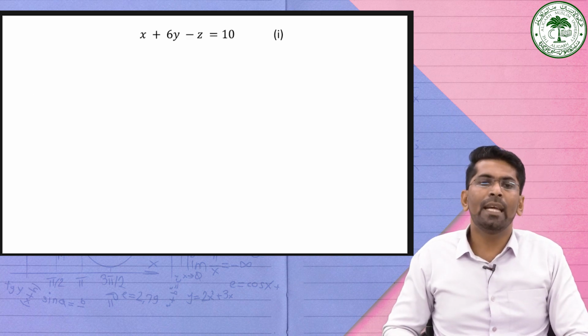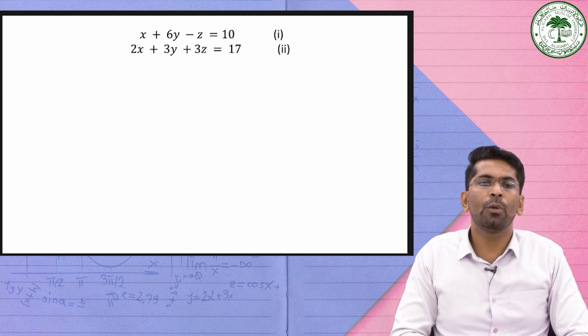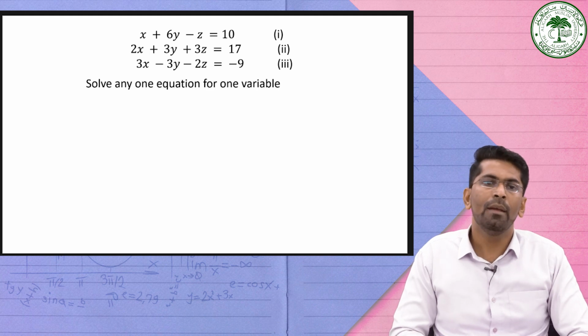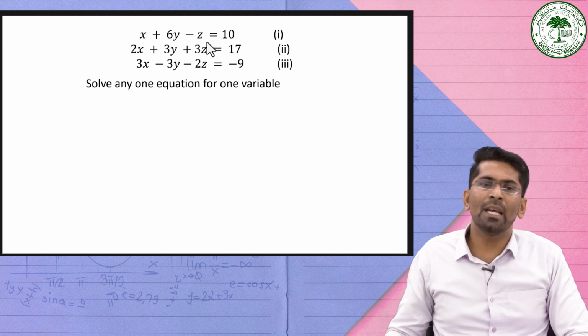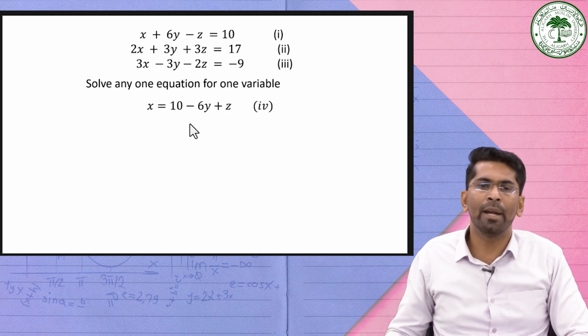See, consider one example. x plus 6y minus z is equal to 10, 2x plus 3y plus 3z is equal to 17, 3x minus 3y minus 2z is equal to minus 9. See, we are going to solve any one of the equations for one variable. For example, we are going to consider equation number 1, that is x plus 6y minus z is equal to 10.